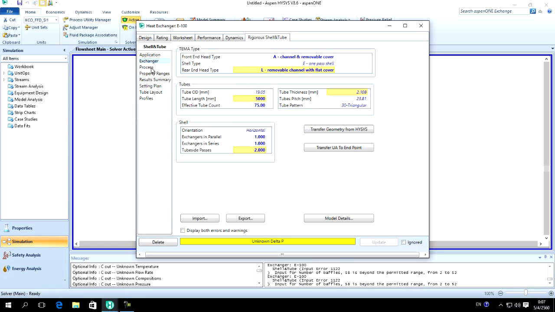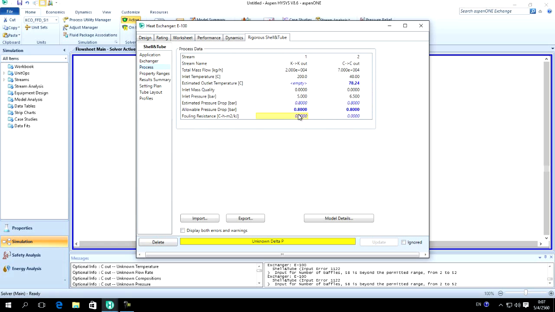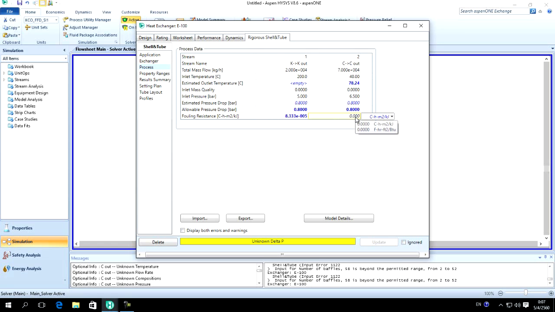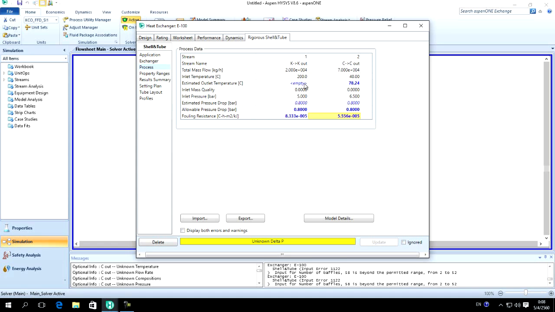What else do I have to input? The process. So I need to put the fouling factor to both sides. Make sure that you get the right unit. And also the outlet temperature of the kerosene is supposed to be 90 degrees Celsius. Well, let's see the result.